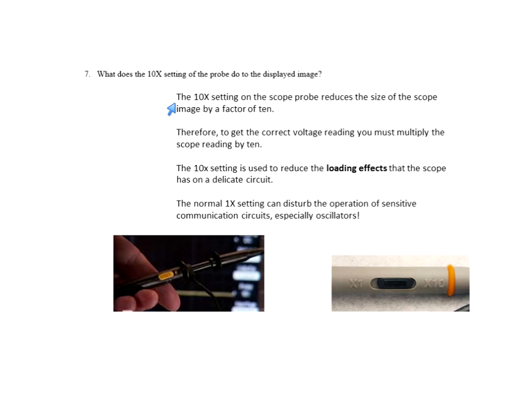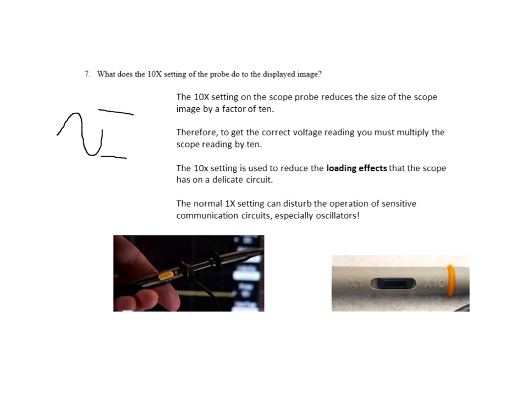Well, when I set the probe to 10x, the 10x setting on the scope probe reduces the size of the scope image. And this is confusing. It's not multiplying the size of the image by 10. It's reducing it by a factor of 10. Well, why do they call it 10x then? The reason they call it 10x is because whatever you read on the scope, it's going to be 10 times that value.